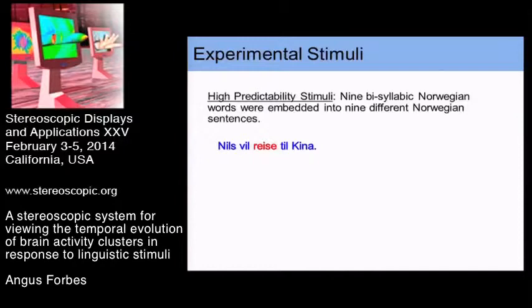And so the specific experiment took a bunch of subjects and played them Norwegian sentences. None of them knew Norwegian ahead of time. And here's an example sentence that was played while the subject was in the MRI machine. I don't speak Norwegian, so I'm probably pronouncing it wrong, but it's Nils, Vil, Re-Ice, Til, Kina. So that's a high predictable stimuli that the syllables re and ice appear, I guess, in various sentences over and over again throughout the testing. So the human brain is able to understand that that's a word and not a boundary between words.